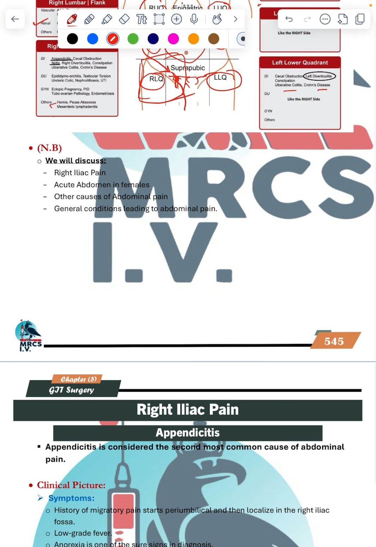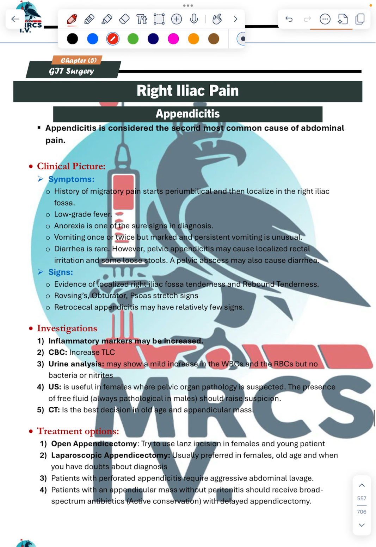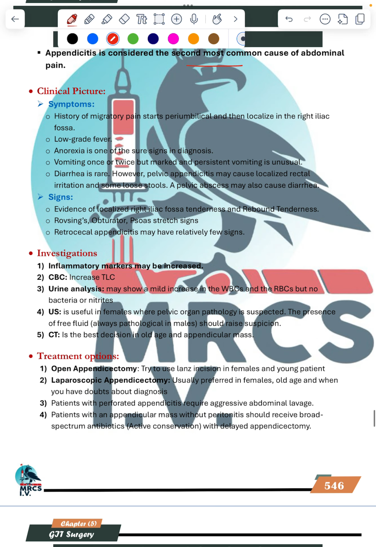Right iliac fossa pain. Now we will discuss acute abdomen in females. Right iliac fossa pain: appendicitis is the second most common other than functional. Migratory pain: initially it's periumbilical, then localized to the right iliac fossa. The periumbilical pain is because of stretching of the peritoneum, and that is referred to T10. Then when there is inflammation of the parietal peritoneum, it is localized to the right iliac fossa. Low grade fever and anorexia are there. Vomiting once or twice may be marked. Diarrhea is rare. Pelvic appendix may cause diarrhea.